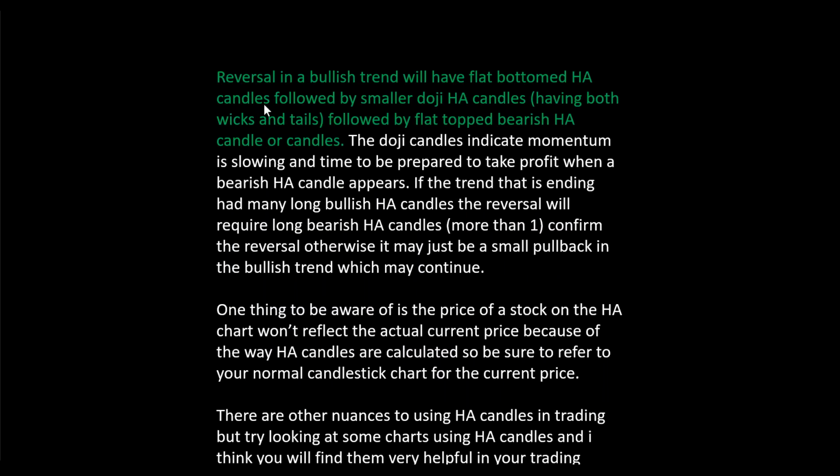Okay. Reversals in bullish trends will have flat bottomed Heiken Ashi candles, followed by smaller doji Heiken Ashi candles, and followed by flat topped bearish Heiken Ashi candles. That's how you would have a reversal in a bullish trend. In other words, you'd have flat bottom candles followed by some dojis, followed by a flat top candle. That's a bearish Heiken Ashi reversal. We talk about Heiken Ashi reversals. That's what we're talking about.